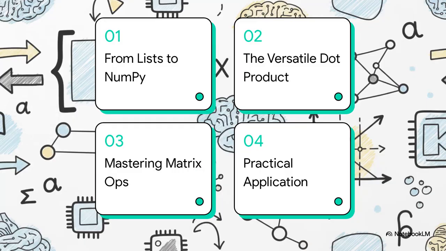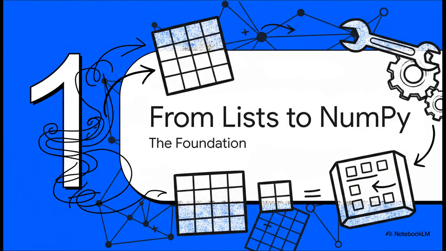So here's the plan for this explainer. We're going to start with the absolute basics, the data structures, then move on to some of the key operations, and we'll wrap up by solving a really common coding problem that, trust me, every single AI developer runs into. Okay, let's get right into our first section.